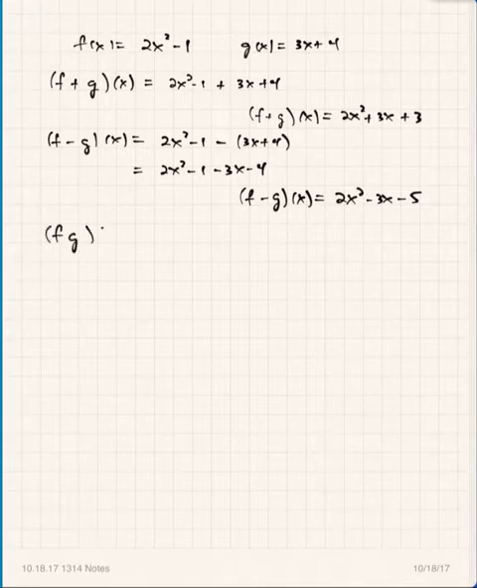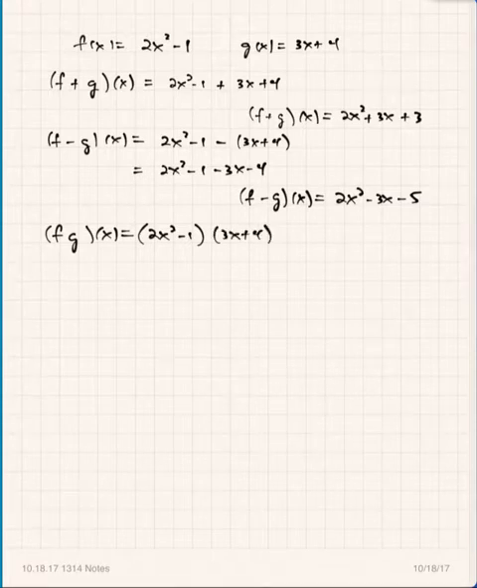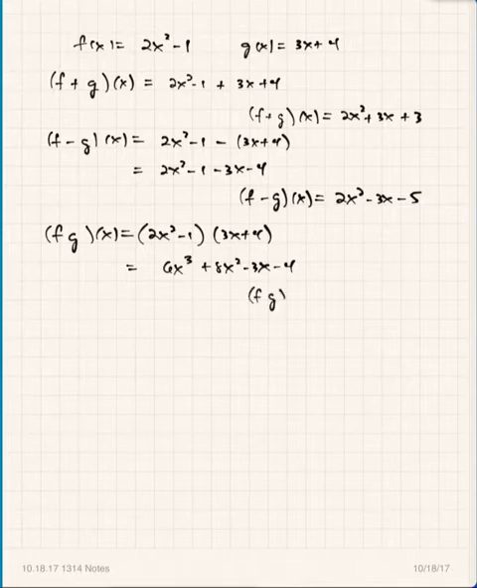fg of x, you get that by taking the two functions and multiplying them. So you have 2x squared minus 1 times 3x plus 4. In this case, to multiply them, I would just use the FOIL method to multiply that out. You get 6x cubed plus 8x squared minus 3x minus 4. And so that would be our function fg of x: 6x cubed plus 8x squared minus 3x minus 4.